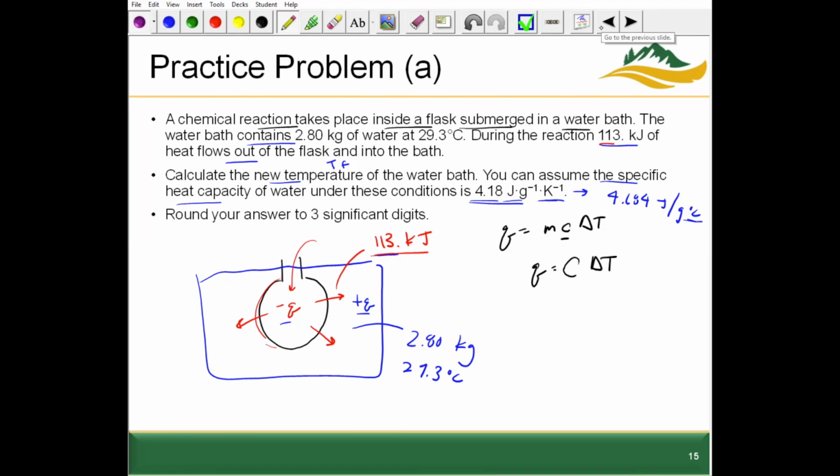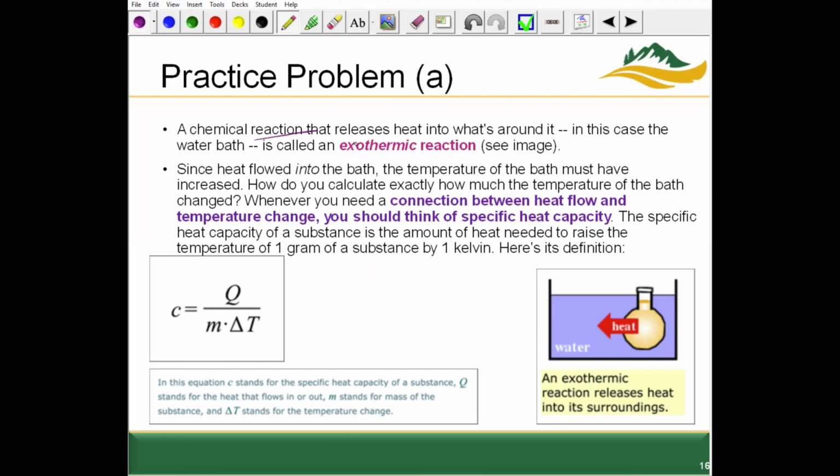So let's start solving this now. I want to point out that, again, the flask is losing heat, right? So heat is being exchanged to the surrounding water bath. Let's think about if that is an exothermic or endothermic process. So a chemical reaction that releases heat or energy into what's around it, in this case the water bath, this is an exothermic reaction.